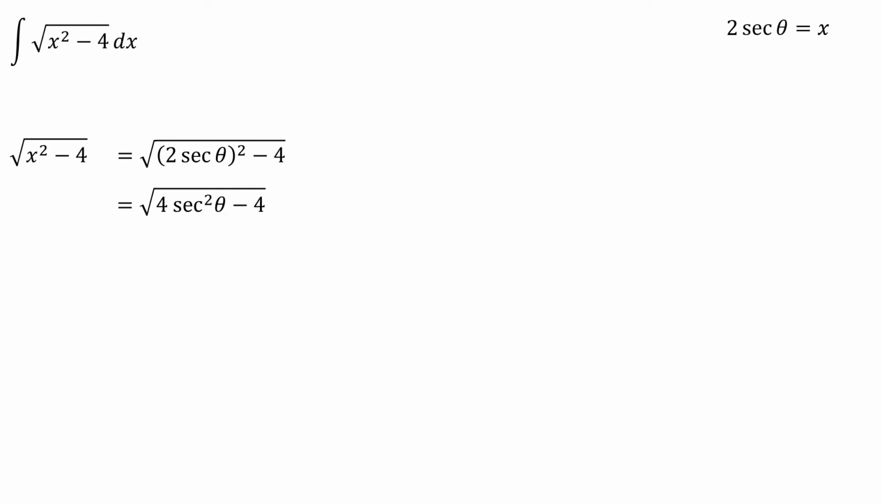Of course, 2 secant theta times 2 secant theta will become 4 secant squared theta. There is a common factor of 4, so let's factor out the 4. And now we have secant squared theta minus 1.